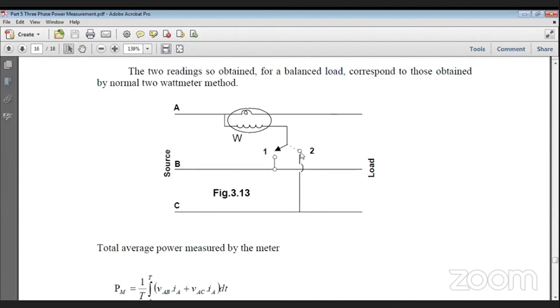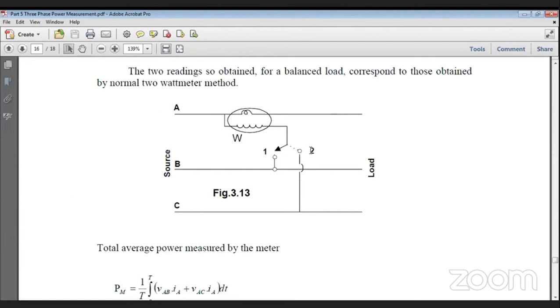So what I do is very simple. I make the connection, then I put the switch in point 1, I take the reading. Let's say it is 200. Then I put the switch in point 2, I take the reading. Let's say the reading is 100. So the total power is 300. As simple as that. And you can always ask, what is the proof of it?